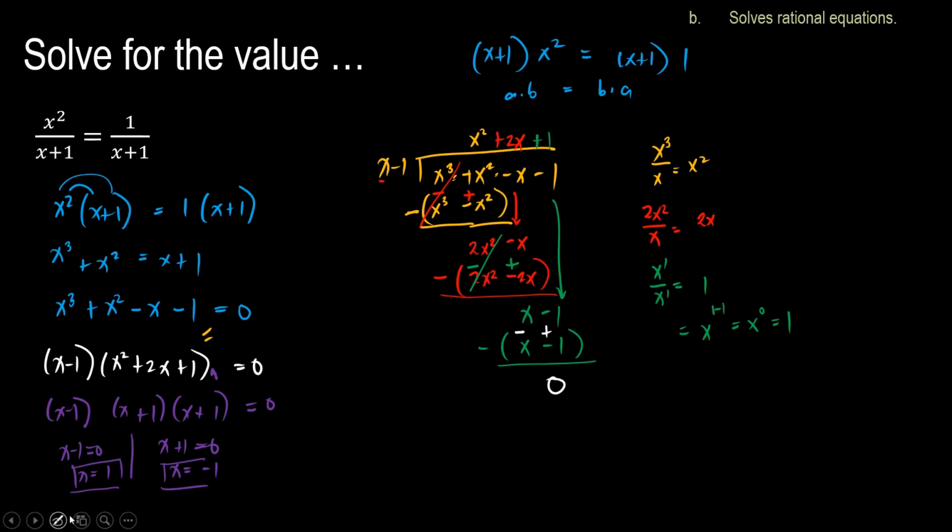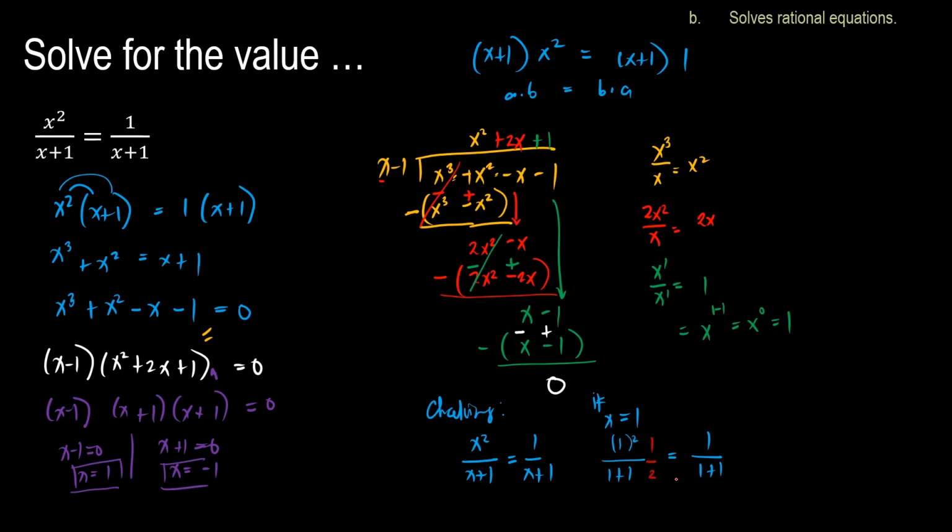Now, let's do the checking. Okay, so we will have x squared all over x plus 1 is equal to 1 all over x plus 1. So, let's start with x is equal to 1. So, if x is equal to 1, so 1 squared over 1 plus 1 is equal to 1 over 1 plus 1. So, as you can see, class, the numerator is 1, then the denominator is 2. The numerator is 1 and the denominator is 2. So, therefore, x is equal to 1 is the solution.